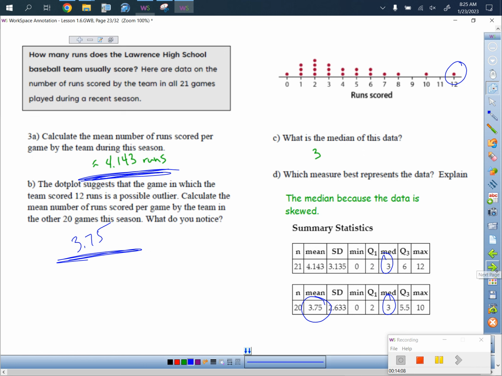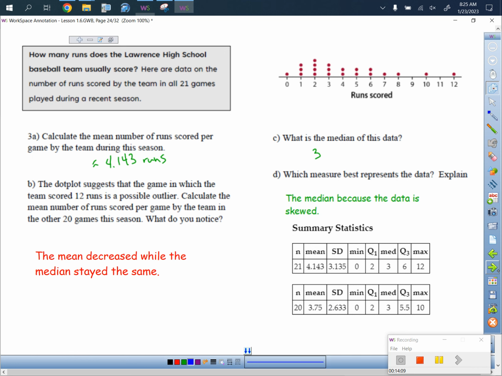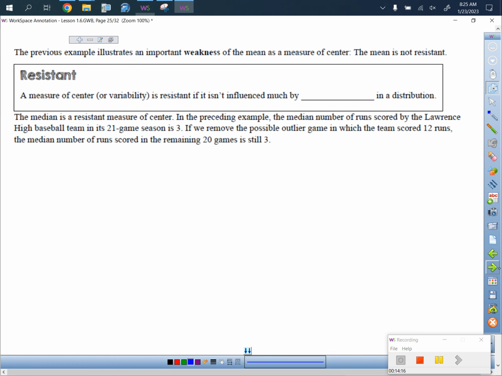And here's our toughest word of the chapter, I think. The mean decreased while the median stayed the same, if you want to write that down. But then here's a tough word: resistant. A measure of center is resistant if it isn't influenced much by extreme values. Like, a number is resistant if extreme values don't affect it.